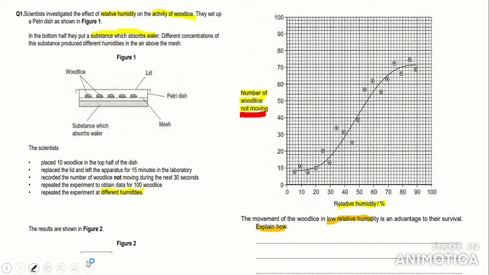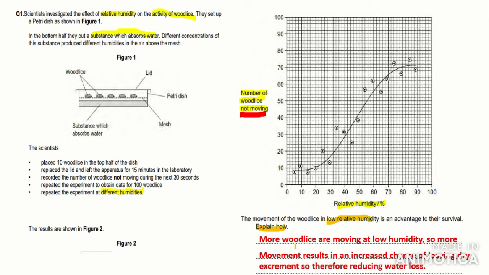So, as the question asks us about low relative humidity, we can look at this area of the graph, which is representing low relative humidity. And as you can see, from looking at the y-axis, there is a low amount of wood lice not moving, which means that there is a high amount of wood lice that are moving. So we can write this, more wood lice are moving at low humidity. And I've put here, so more movement results in an increased chance of leaving dry excrements and therefore reducing water loss.